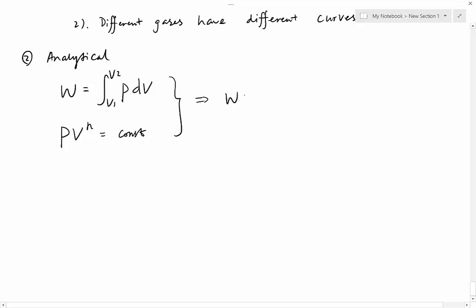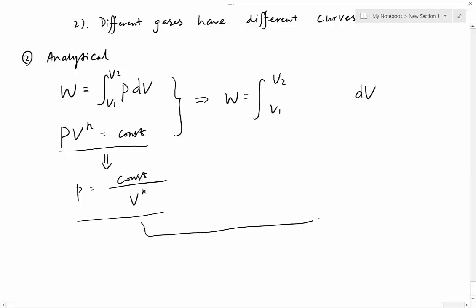Okay, so first of all, W is equal to the integral from V1 to V2 of P dV. Can we rewrite pressure from this equation? Yes, we can. Pressure can be rewritten as a constant divided by V with the index of n. So now what we can do is plug it back in here.